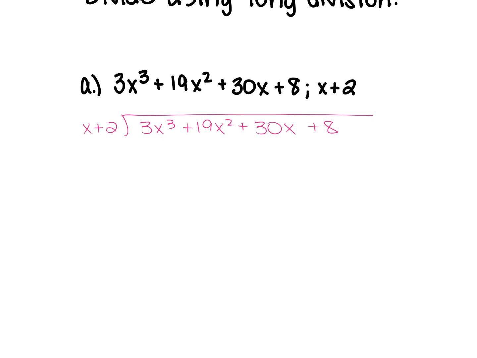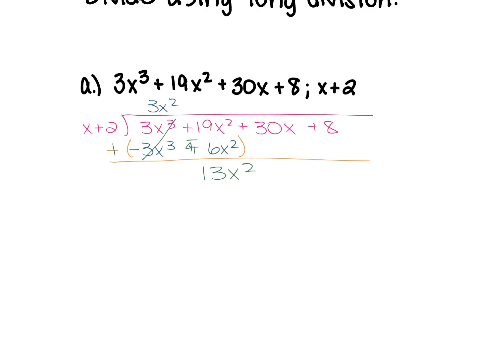Start by asking yourself, x times what is 3x cubed? That's 3x squared. So 3x squared times x is 3x cubed. 3x squared times 2 is 6x squared. Subtract these. Distribute that negative. Add your opposites. The 3x cubes are opposite, so they cancel. 19x minus 6x gives us 13x squared. 19x squared minus 6x squared.